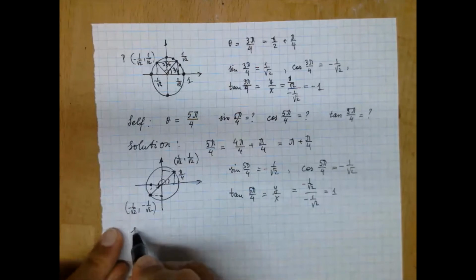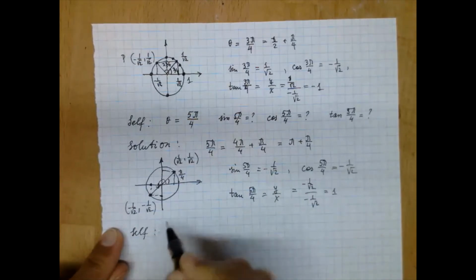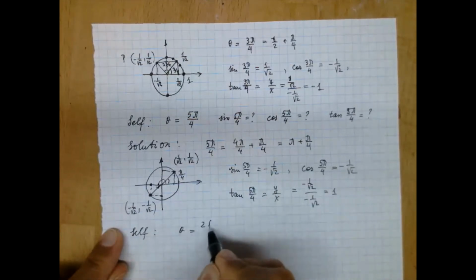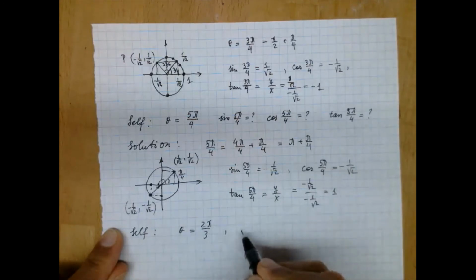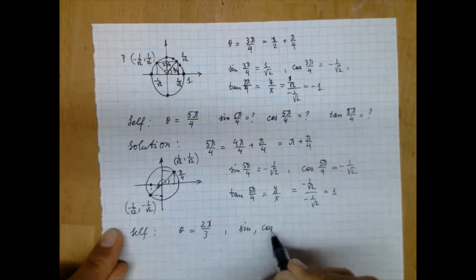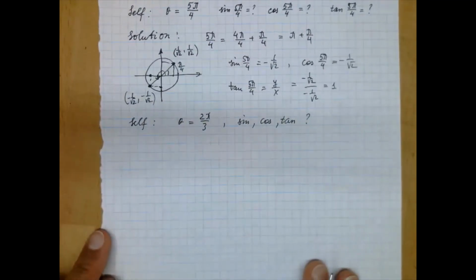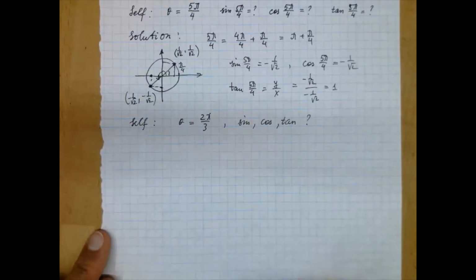So my next problem for self-solving, and you stop the video: theta equals 2 pi over 3. And again, sine, cosine, and tangent. Okay, and I'm going to count to 3 and show you a solution. I want you to try to stop the video and do the solution yourself. So 1, 2, 3. Stop. And start.